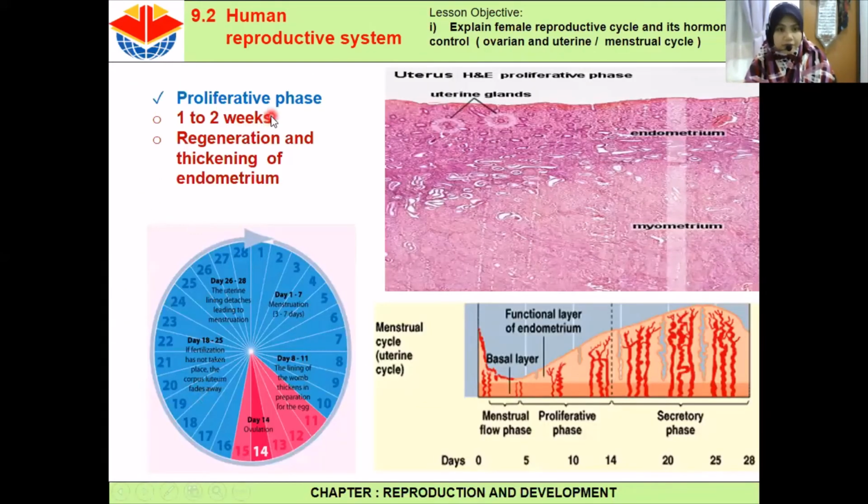Proliferative phase pula selalunya berlaku antara 1 ke 2 minggu. Okay. Proliferative phase, ketika ini apa yang berlaku adalah regeneration and thickening of endometrium wall. Boleh perhatikan di sini yang endometrium wall itu dibina semula, regenerate dan mula menebal. So, regeneration and thickening of the endometrium wall.